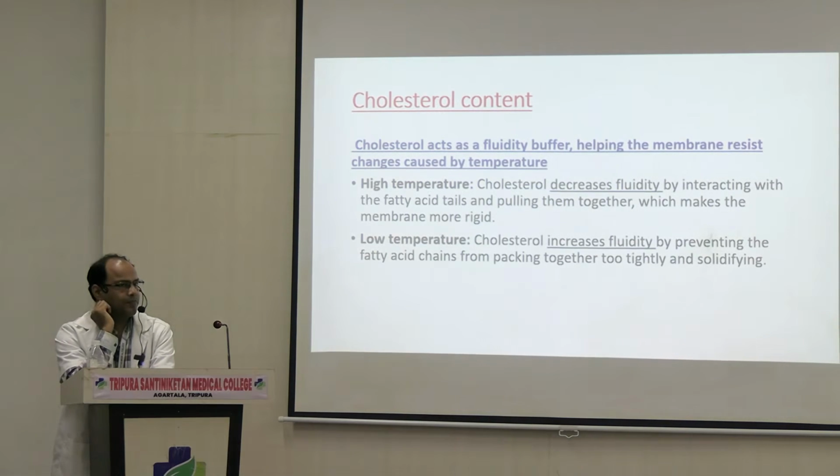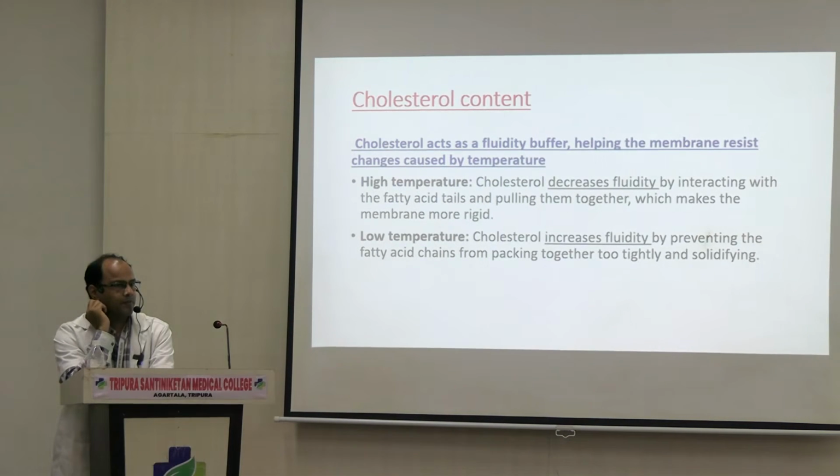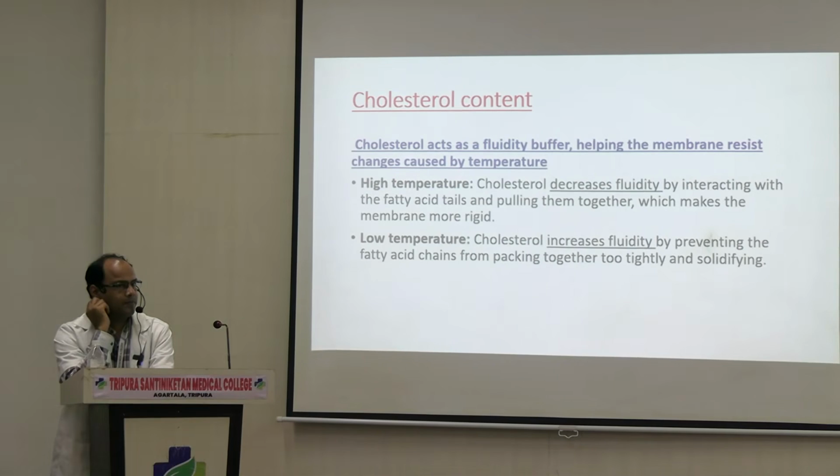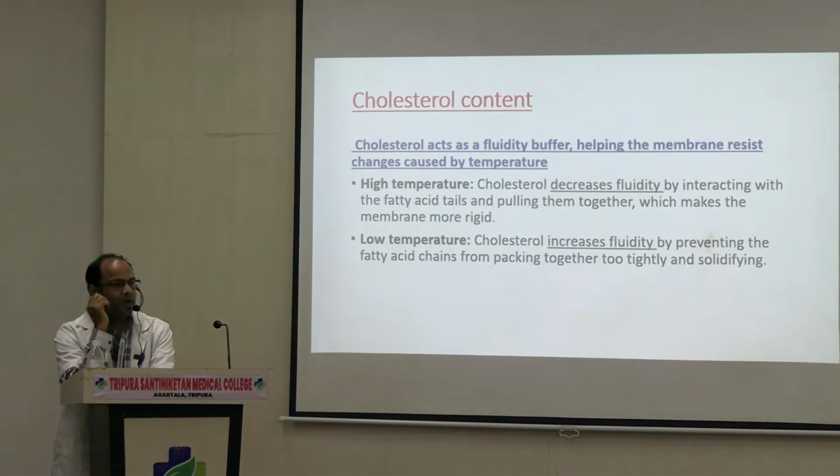Temperature. Next, fatty acid tail, and length of fatty acid tail.